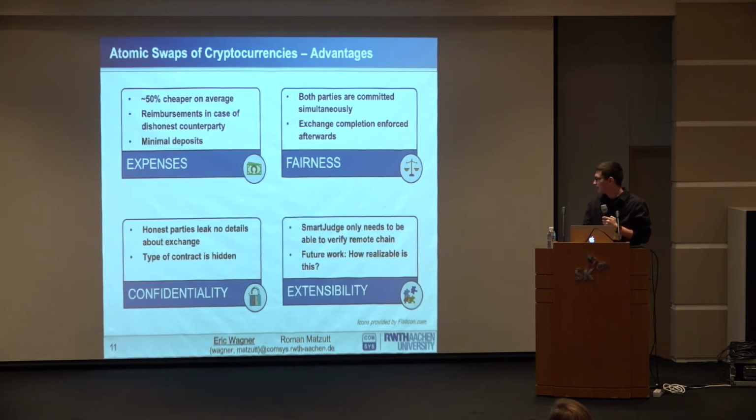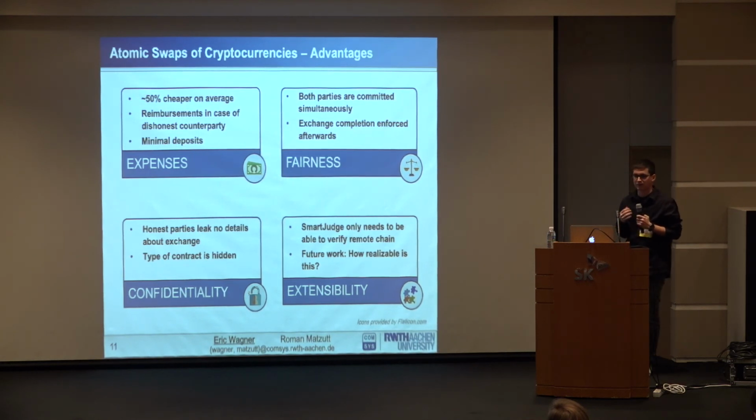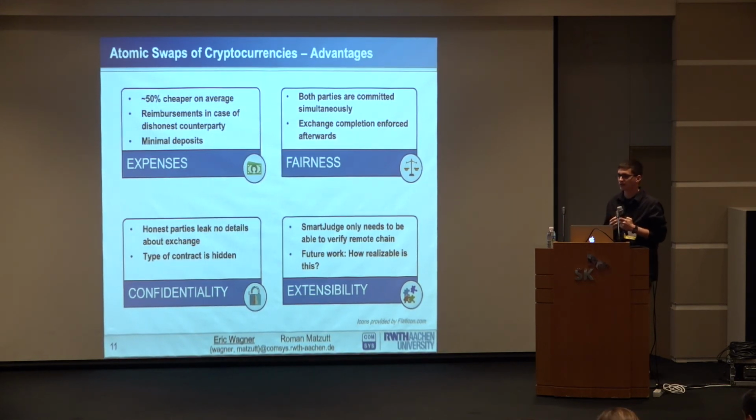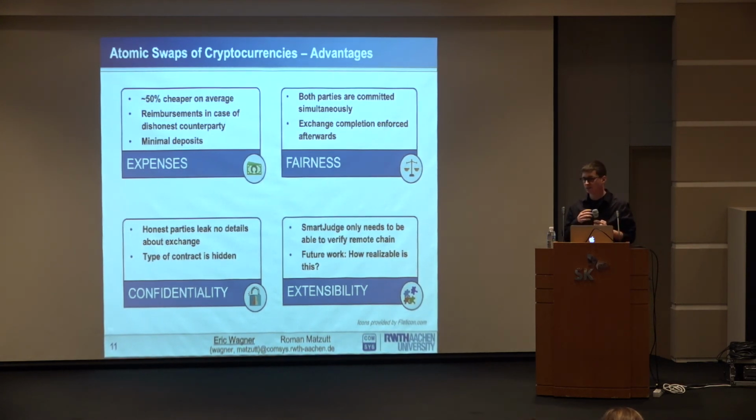And then extensibility, that is really future work. In theory, you can verify every blockchain, but it gets maybe really difficult if you do not have natively supported hash functions like SHA that is used in Bitcoin. So here we have to look at how applicable this approach is for interconnecting other blockchains also.